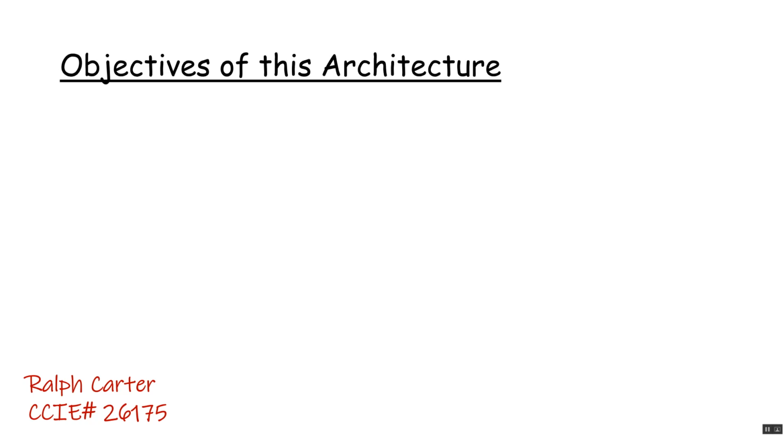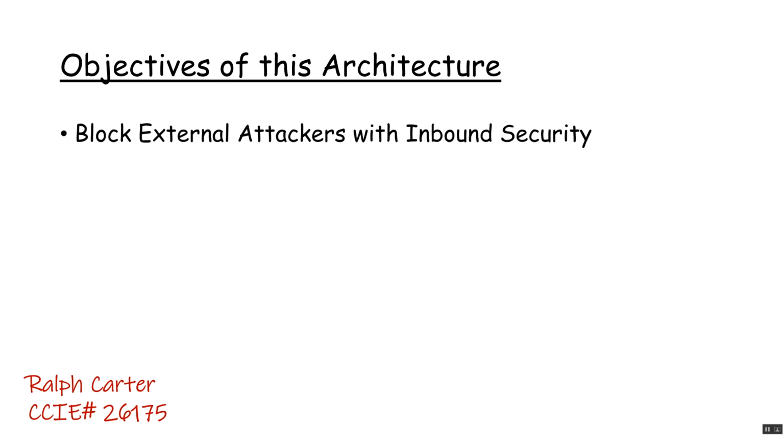All right. So let's talk about the objectives of this architecture. The objectives are to block external attackers for inbound security. Where would this apply? For example, maybe you're hosting some kind of public service. Maybe there's a website or some other application. Maybe DNS as an example, something that's available publicly.